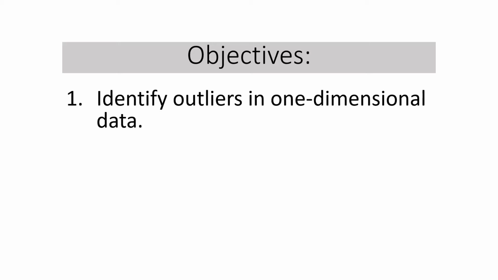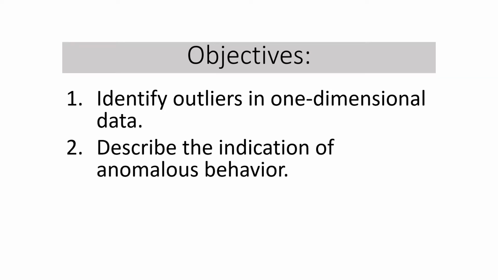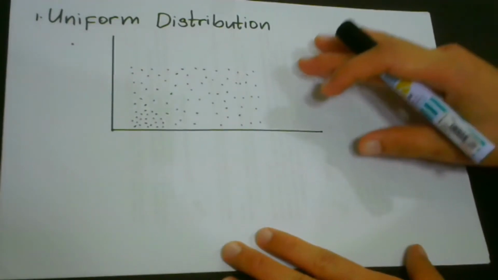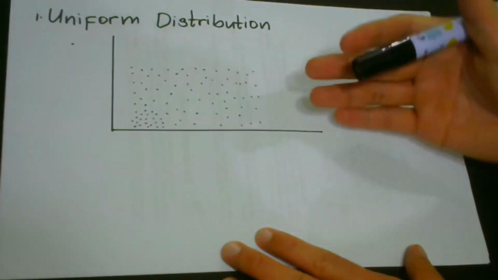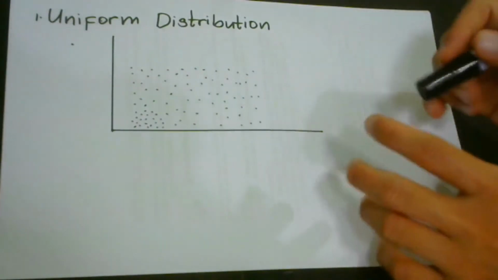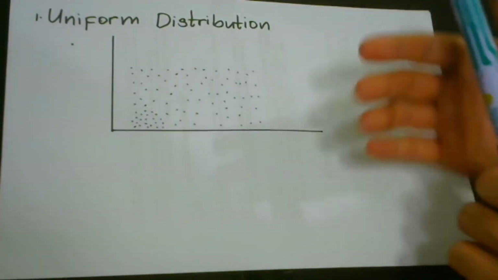In this lesson, you are expected to identify outliers in one-dimensional data, describe the indication of anomalous behavior in one-dimensional data, and appreciate the use of these indications in anomaly detection and fraud. Our lesson about anomaly detection and fraud is actually getting more interesting, and in this session, what we're going to talk about is the outliers in one-dimensional data.